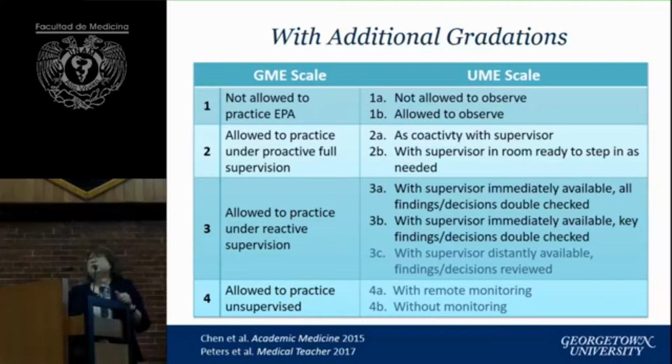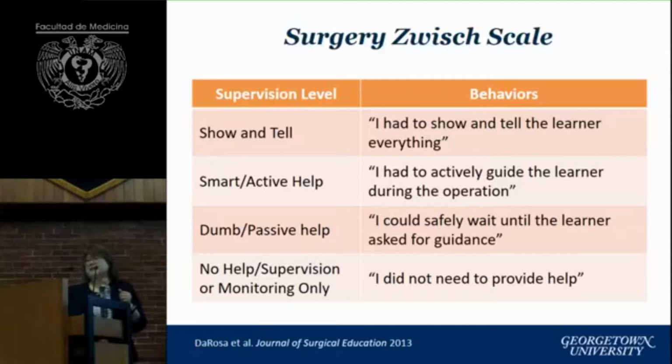And I think level 4, we've played with, should it be unsupervised practice, or in most cases it's probably limited supervision, right? Maybe there is someone that you can call and talk to, someone who reviews your cases once every few days or once a week or something like that. And I should mention that there are other types of entrustment and supervision scales out there. This is one that was published for surgery, where the surgeon could report whether or not they had to show and tell the learner everything, or they had to actively tell the learner what to do during the operation, or they could just let the learner do it and then step in when they felt the learner needed guidance, or they didn't need to provide any help at all.